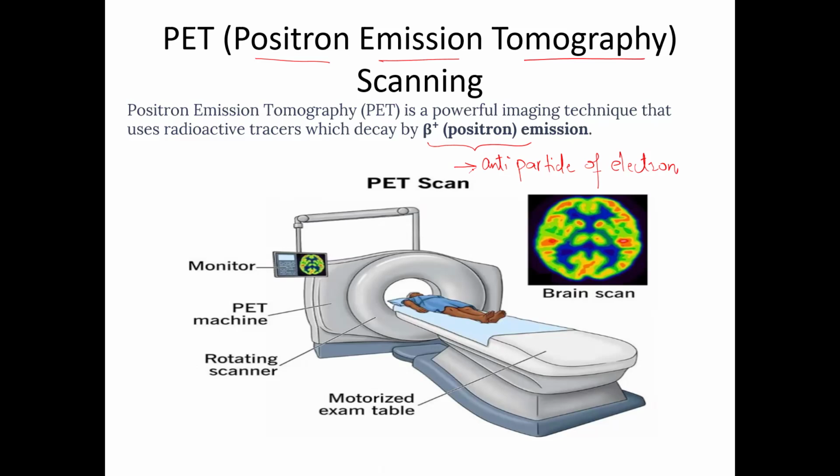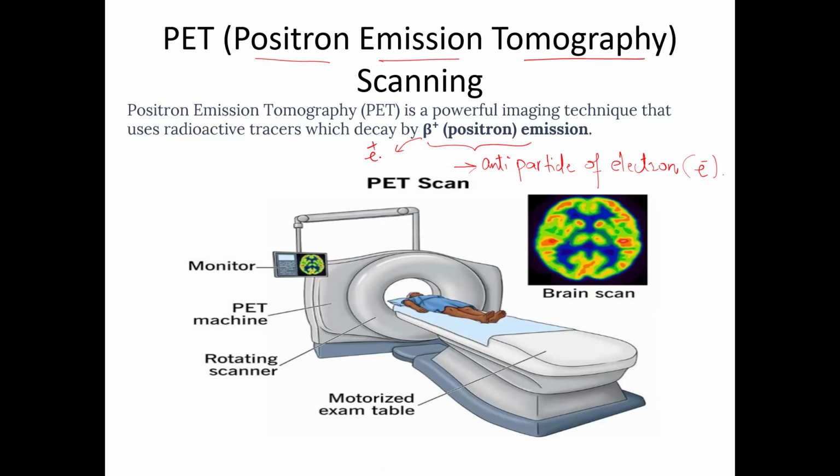So what does it mean? It means if the electron has a charge of negative e, then the positron will have a charge of positive e. The magnitude of the charge is equivalent to the electron, but its sign is positive, right? So a positron is a positively charged particle which is an antimatter or antiparticle of an electron.